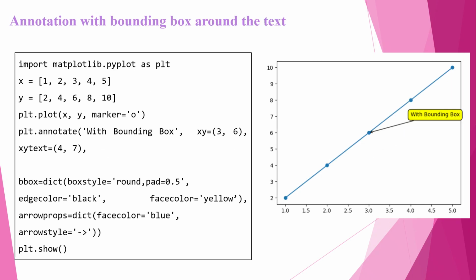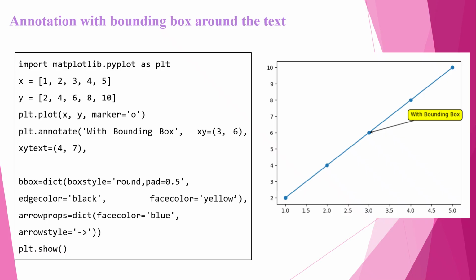This code demonstrates how to add an annotation with both an arrow and a bounding box around the text in a matplotlib plot. First, a line graph is created using the given x and y values with the markers to clearly show each point. The annotate function is then used to highlight a specific point, in this case 3, 6, with a text with bounding box.